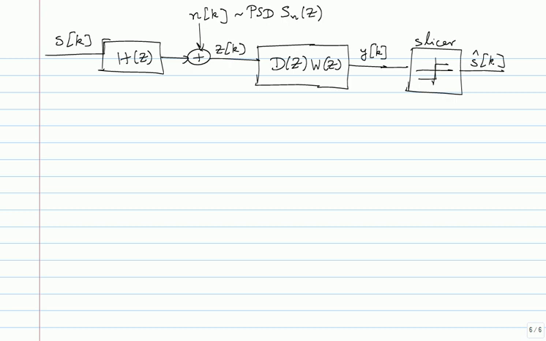Now a nice way of implementing the 1 by W of Z is feedback W of Z minus 1 from S hat of K. So that's a nice way. You just simply do this W of Z minus 1 from the output of the slicer back to the input. And that gives you the 1 by W of Z you wanted on the signal alone, without the noise.